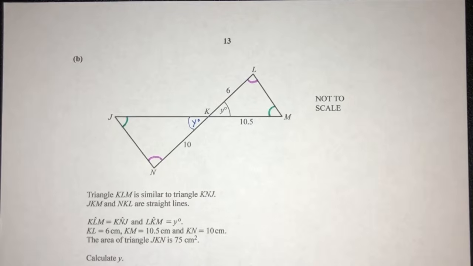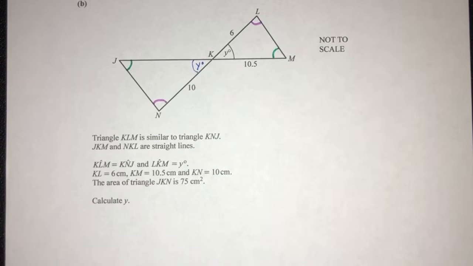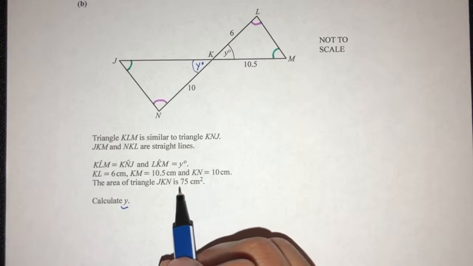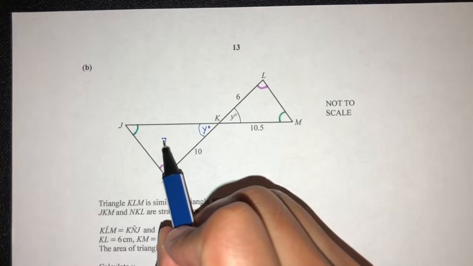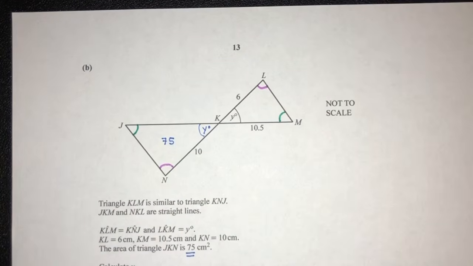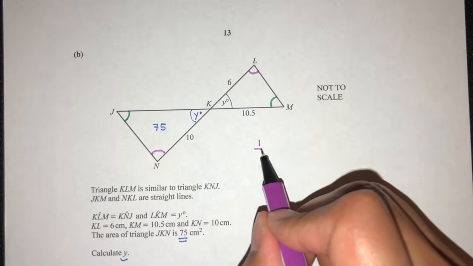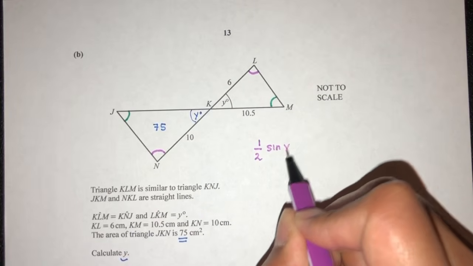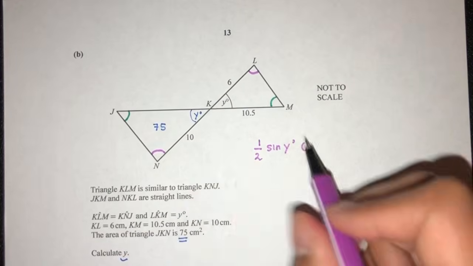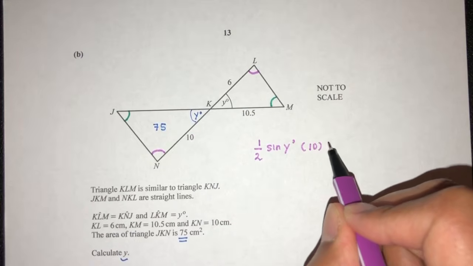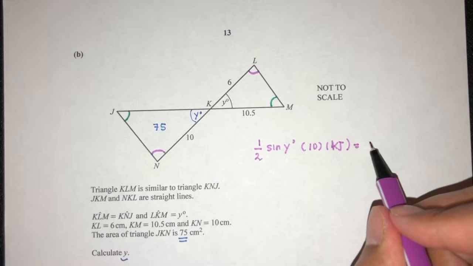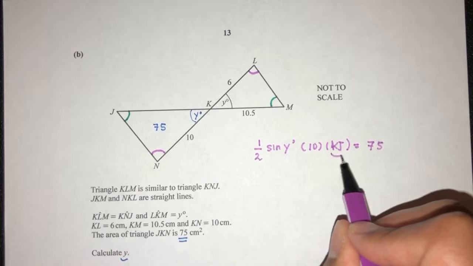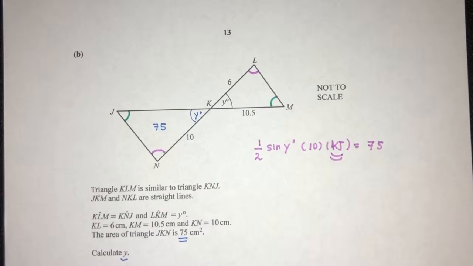So what is the main idea here? The main idea is we have to find the angle y. We know the area of triangle JKN, this one, is 75. So how do you find the area of a triangle? Pretty easy. That will be half times sine of the angle y, times the two sides around the angle, which are the sides 10 and KJ, and that has to be 75. So we have to find the value of KJ by using similarity.